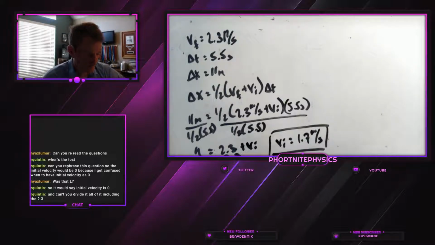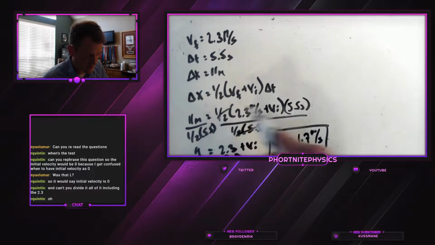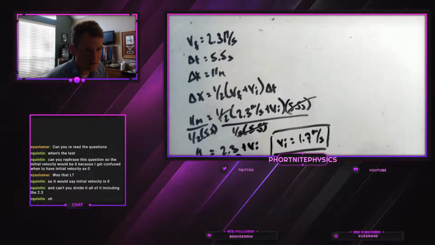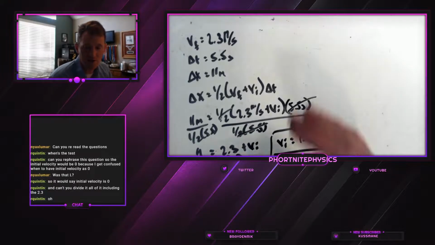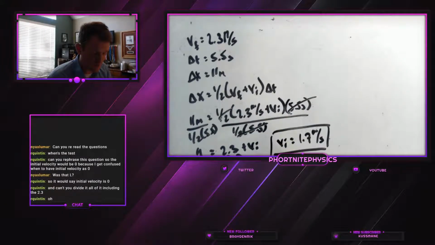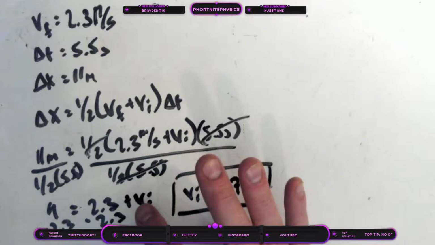We did divide the whole thing, including the 2.3 plus Vi. We divided both sides by 1/2 times 5.5, and that gets rid of this half and this 5.5. 11 meters divided by 1/2 of 5.5 is 4, because 5.5 is half of 11. Since the 2.3 plus Vi is in the parentheses, when we divided both sides by it, it left 2.3 plus Vi all by itself. And then we were able to subtract from both sides like we did down here, and that gave us our Vi is equal to 1.7.